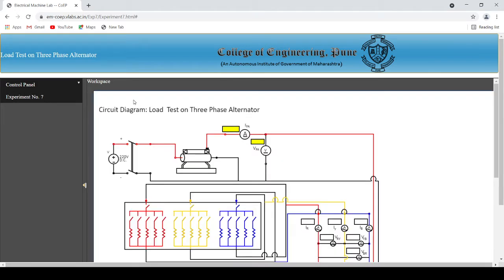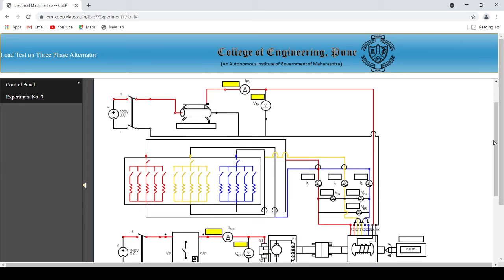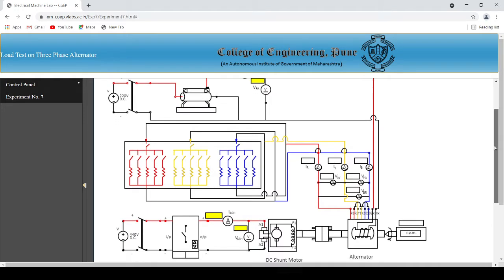Hello all, here the load test on the three-phase alternator is performed. Generator, also known as the alternator, receives mechanical power as input and gives us the electrical output. Let us see a basic connection.